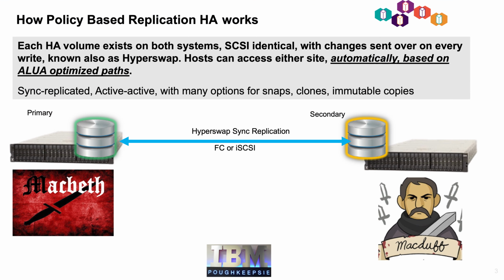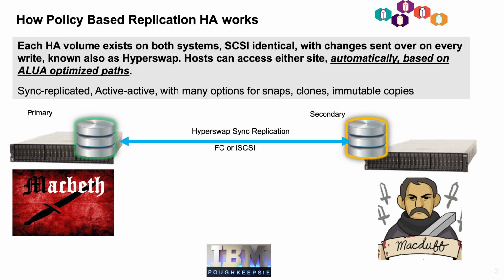Now, on this next slide, you'll see Macbeth on the left and Macduff on the right, and you'll see that we can use Fiber Channel or iSCSI for the replication link, and we call this HyperSwap version 2.0, but really it's Sync, but it's active-active on both sides. We'll get into that next. That means you can write on both sides. But the key thing that you'll be seeing is that every volume will exist on both sides. It's HA, by the way.